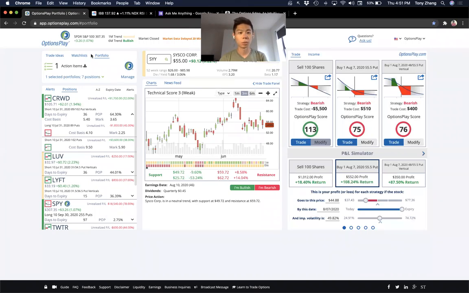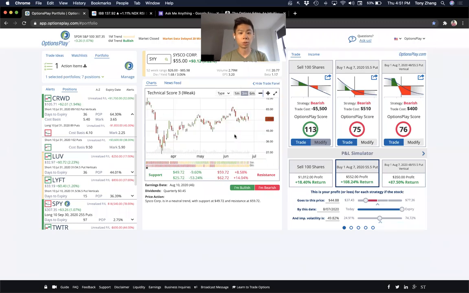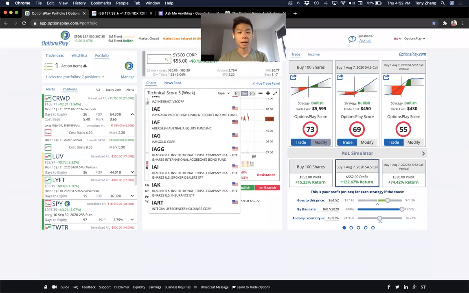Robert's asking for SYY, Sysco. Sysco, I believe, if I'm not mistaken, is the food staples company that services predominantly wholesale and restaurants and things like that. Very neutral chart, relative strength is weak and weakening. The 1 month and 6 month trend is mildly bearish and neutral. I don't particularly have a strong view on this name. I don't know a whole lot about it, so unfortunately I don't really have a lot to add, Robert.